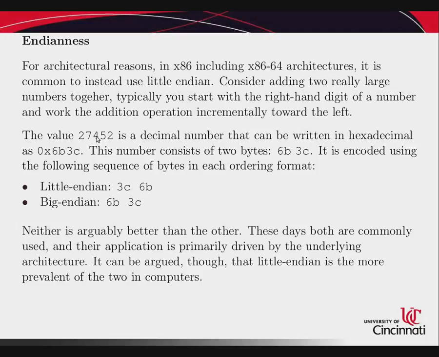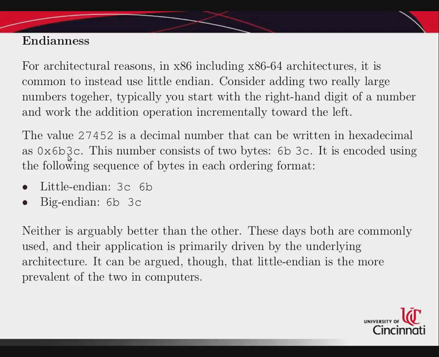So the value 27,452, that's a decimal number, and if I was to write it as a hexadecimal constant, I would write it this way. If I was using the hexadecimal numbering system, which is basically base 16 instead of base 10, to put this in a C program or a Java program or a Python program, I would write it this way. And that is really telling the programming environment that I'm creating a number. The number consists of 2 bytes, and the most significant byte is 6B, and the least significant byte is 3C.